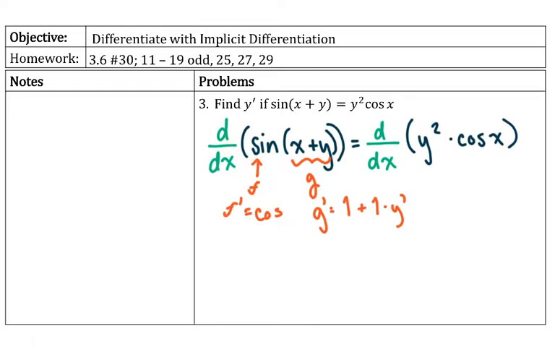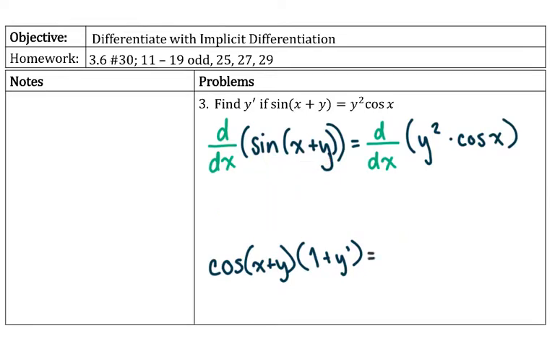So plugging that into the chain rule, we have f prime, so cosine of g, x plus y, times g prime, which is 1 plus y prime. So that's the derivative of the left side. I'm going to erase that to use this space for the right.